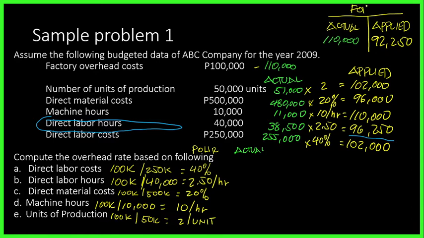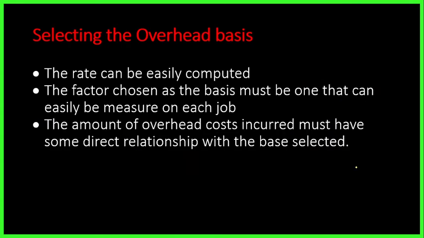Our factory overhead. This is now what you call under-applied, which we will discuss later. Okay, under-applied is when your applied factory overhead is less than your actual. Over-applied if your applied is higher than your actual. Okay, so ganun lang siya kadali. Anyway, let's continue. How do you select your overhead basis? First, it should allow you to compute for the predetermined overhead rate easily, so it should be easily estimated.